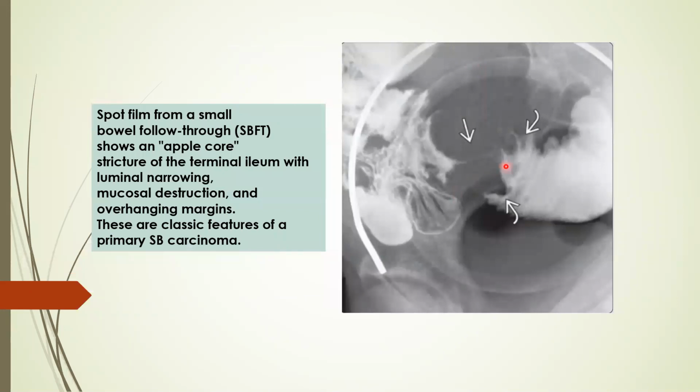The case of ileal adenocarcinoma presented with a circumferential mass with high-grade obstruction. The mass shows shouldering and mucosal ulcerations. And also there's proximal dilatation.